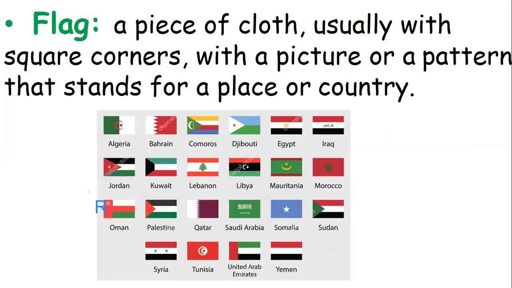Flag. What's the meaning of flag? It is a piece of cloth, usually with square corners, with a picture or a pattern that stands for a place or country. And you have here many flags, okay? And I think all of you know what the flag means.